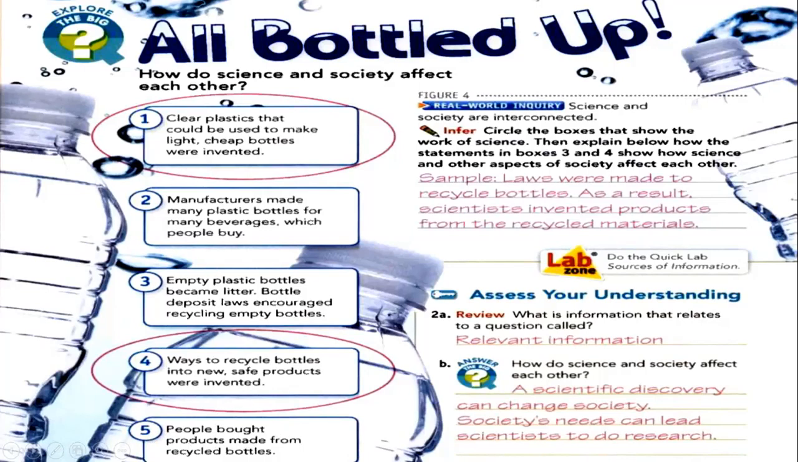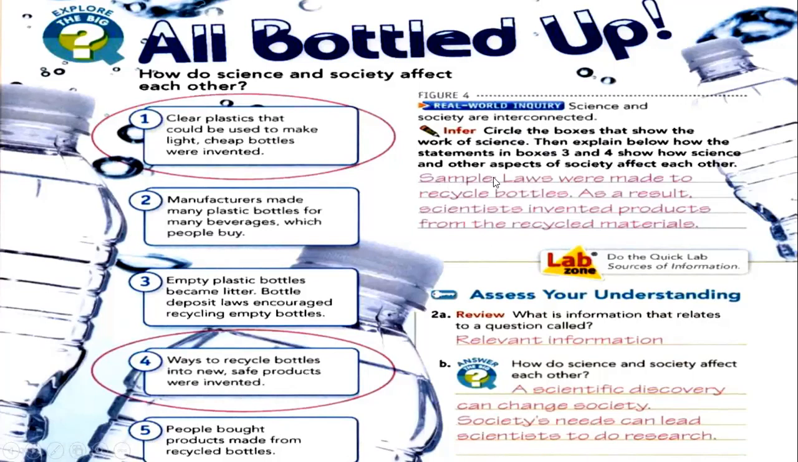So here, guys, which ones of the 5 show the work of science? It will be number 1, because clear plastic that could be used to make light, cheap bottles was invented by science. Number 4 also, ways to recycle bottles into new, safe products were invented, and all of these inventions come from science itself.